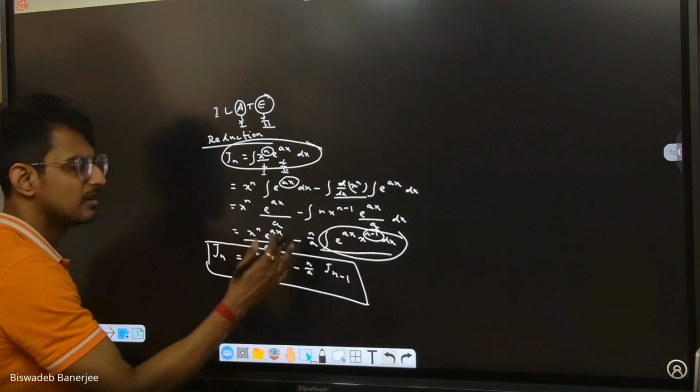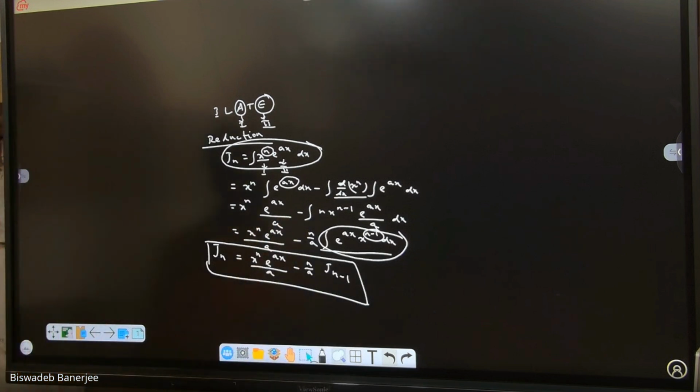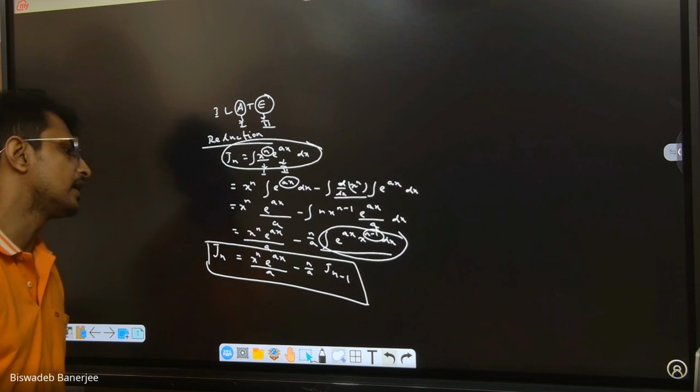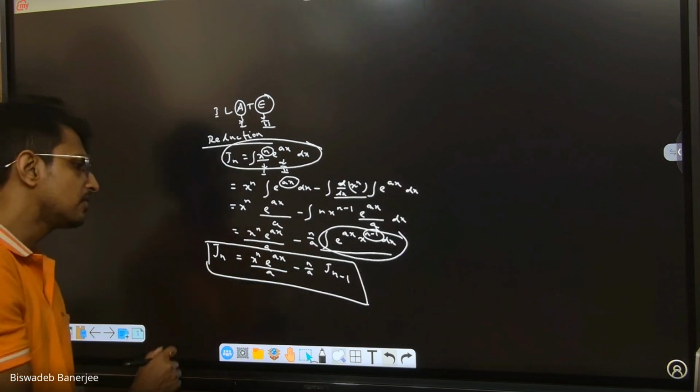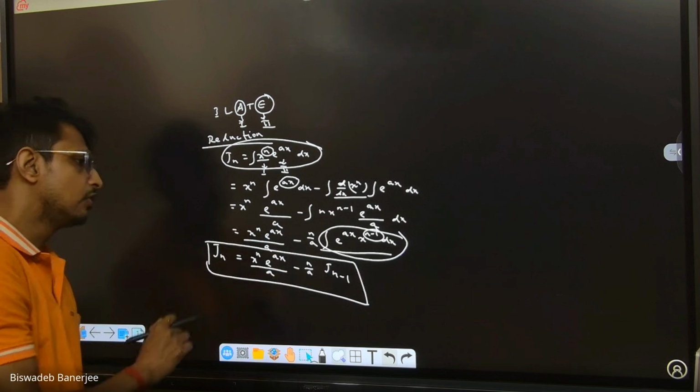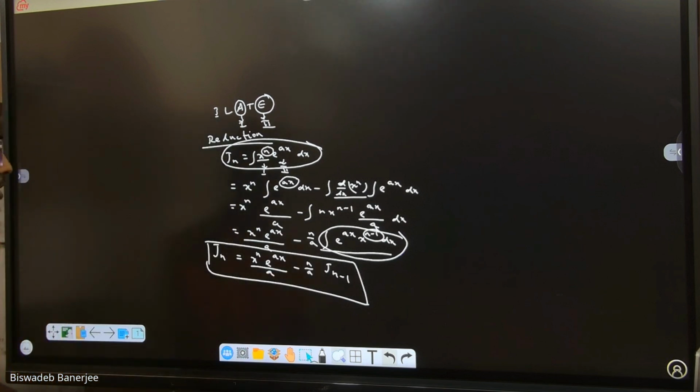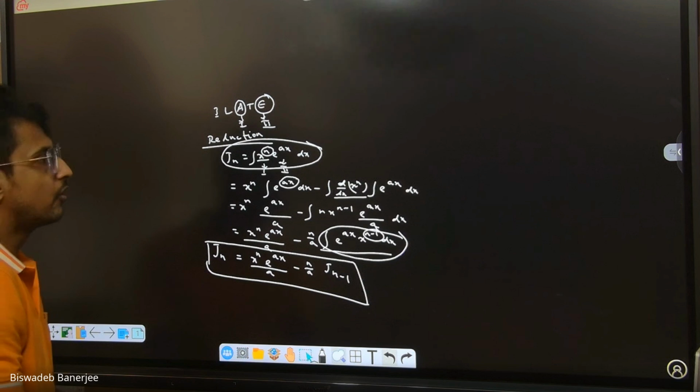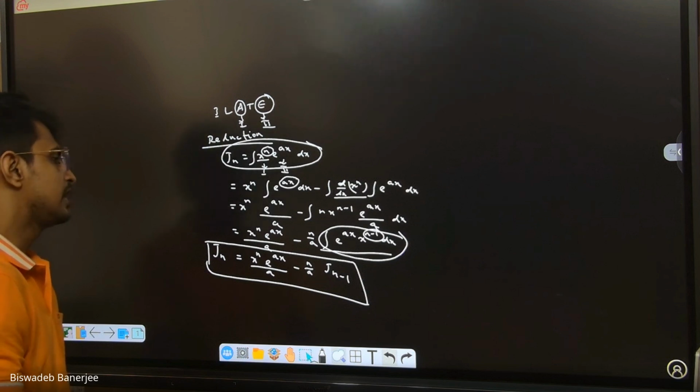It's a very easy formula. It's a formula of integration of x to the power n into e to the power ax. So if my jn is this, my jn minus 1 will be this. And that's it. This is the formula of jn.